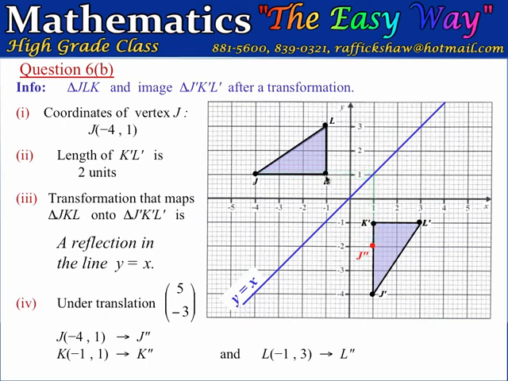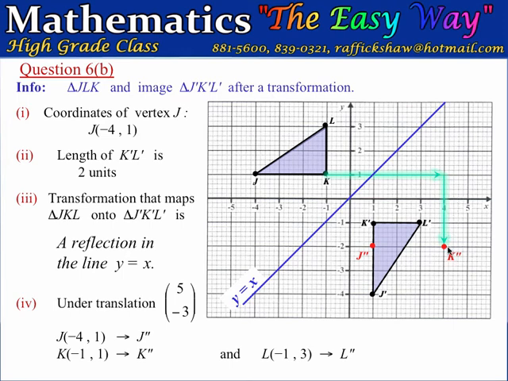The point K also will move 5 units to the right and 3 units downwards. That's 1, 2, 3, 4, 5 units to the right and 1, 2, 3 units downwards. So this is where K double prime would be. The coordinates of K double prime will be 4, negative 2.